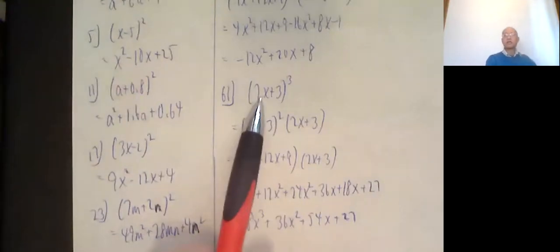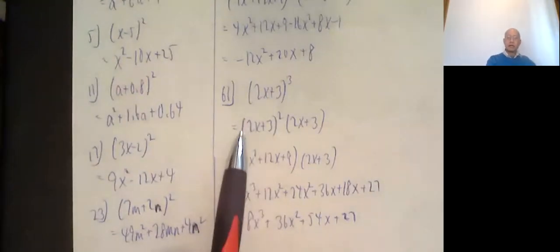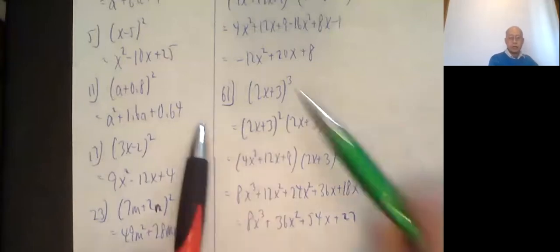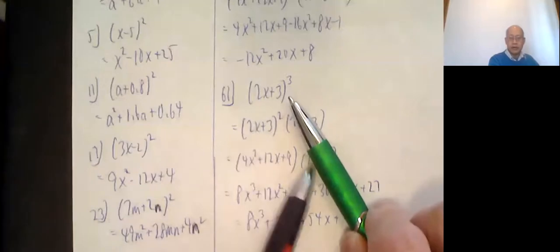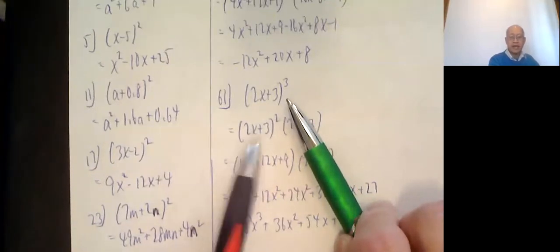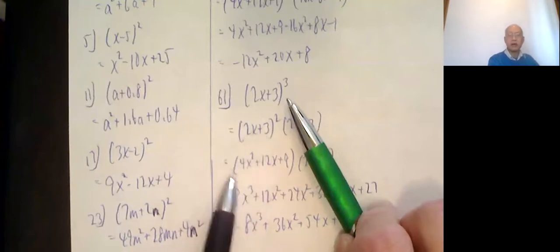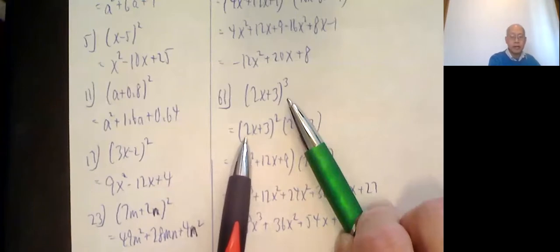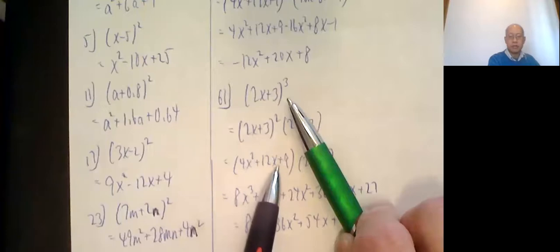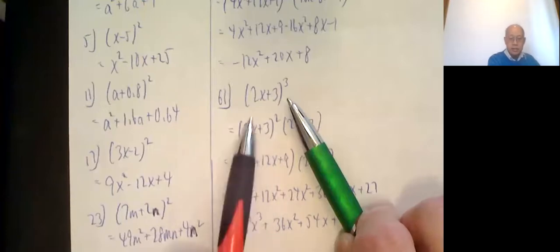And finally, 2x plus 3 cubed. Well, that's 2x plus 3 squared times another 2x plus 3. So I'll use a shortcut for this. Forget about this until I work it out. So 2x plus 3 squared, that's like a, that's like b. A squared is 4x squared, plus 2ab, 2 times 2x, 4x, times 3, 12x, plus 3 squared is 9. Okay, so this is this.